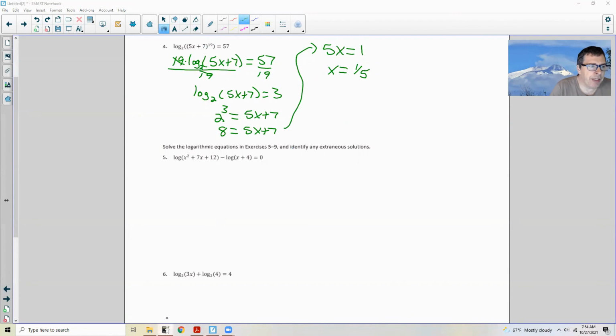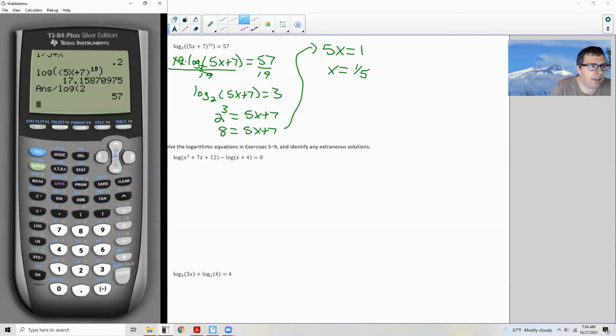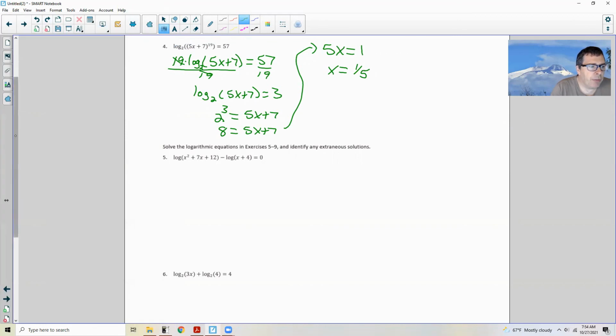But if I want to check in my calculator, okay, so here it is right here. I substituted in 1/5 and stored it for x. That's 0.2. So I put log of what I was given divided by the log of the base. Okay, so it's the log of 5x plus 7 to the 19 divided by the log of 2. And I got 57, so it checks. Okay, and now number 5.